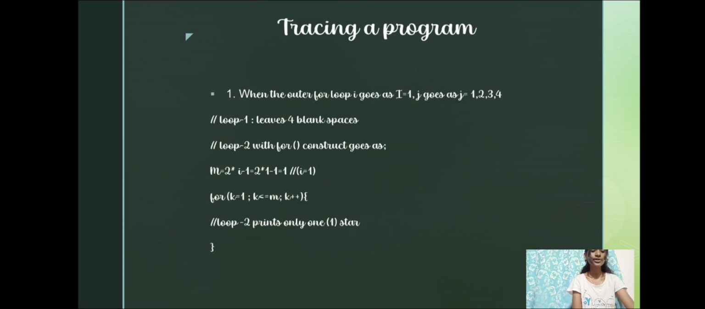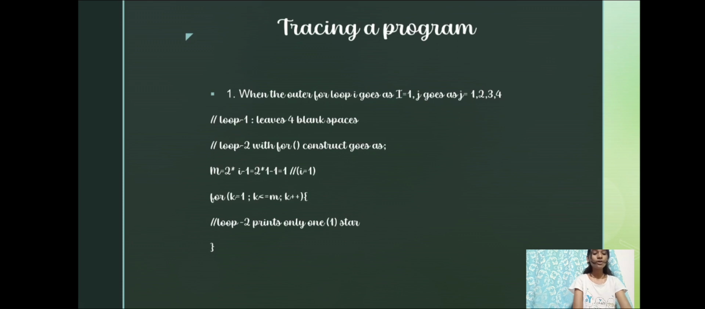So here we are going to observe the pyramid problem. That is, in tracing we have some examples of how the program will be executed. The first example is when the outer for loop i goes as i equals 1, j goes as 1, 2, 3, 4. So the first loop leaves 4 blank spaces. Then in the next loop, m equals 2 into i minus 1, that is 2 into 1 minus 1, which equals 1, where i equals 1.